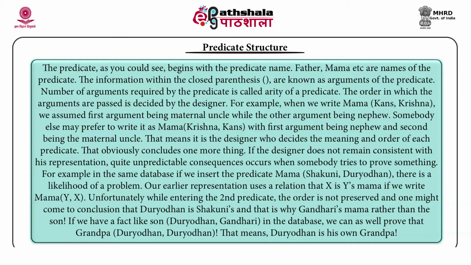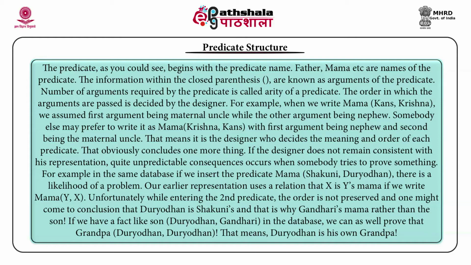Okay. So, the structure of a predicate, you have seen that it begins with a name and you have arguments. The number of arguments in a predicate is called the arity of the predicate. Okay. Some predicates have arity 2, some predicates have arity 3 and so on and so forth. Usually, for our discussion, we will have predicates with arity 2 only. The order is very important. Please understand, and the order depends on us, the person who is going to code.